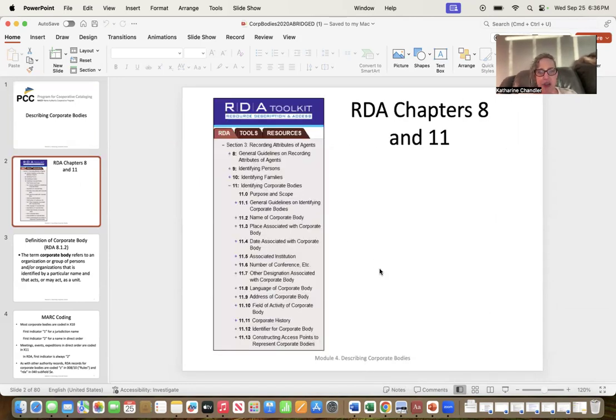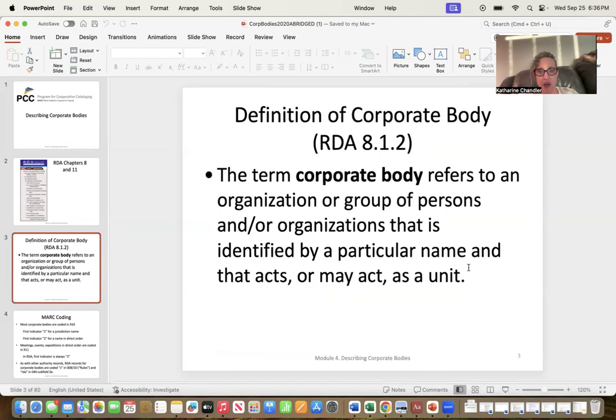So in this case, this is a screenshot of RDA Toolkit, and this is the original RDA Toolkit and not the new one. When you're logged into our subscription to RDA Toolkit, you'll want to go into the original one that you see in the upper right-hand corner to access it looking like this. This is for RDA chapters 8 and 11. The definition of a corporate body refers to an organization or groups of persons and/or organizations that is identified by a particular name and that acts or may act as a unit.